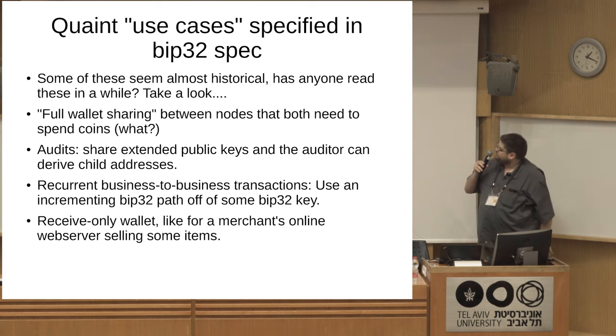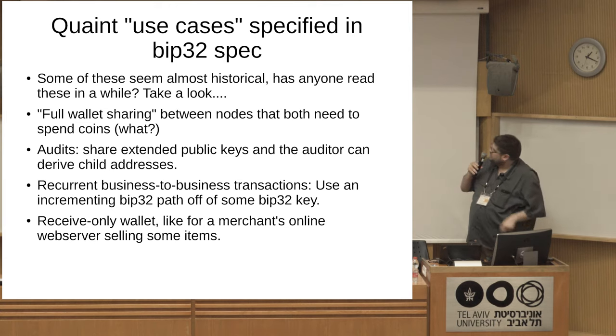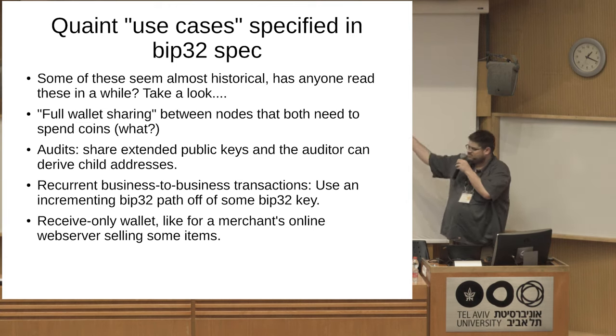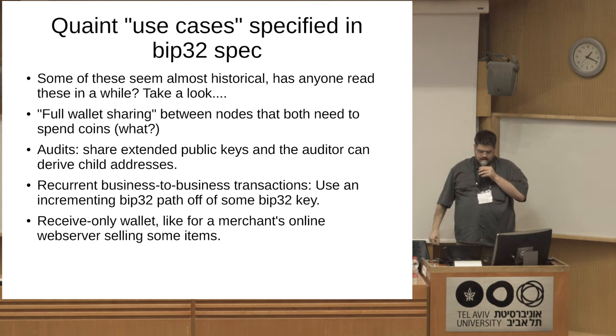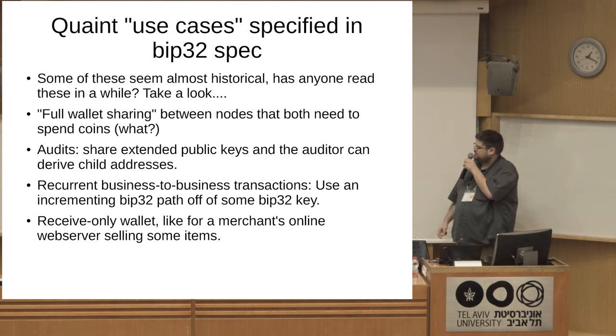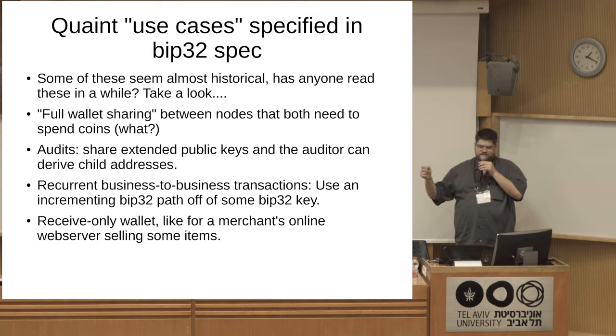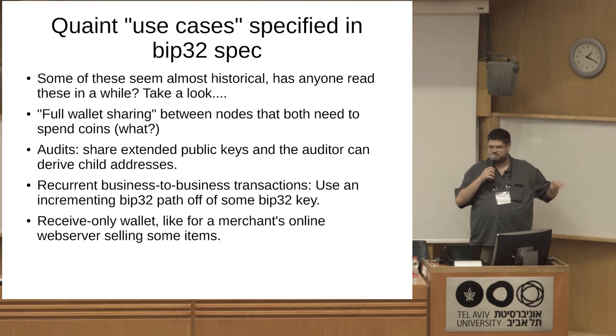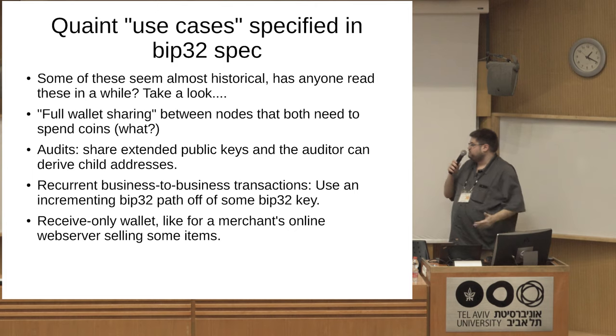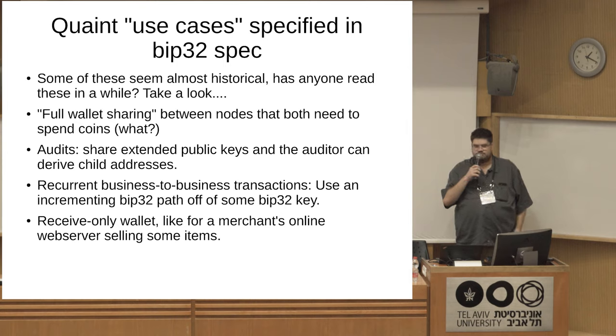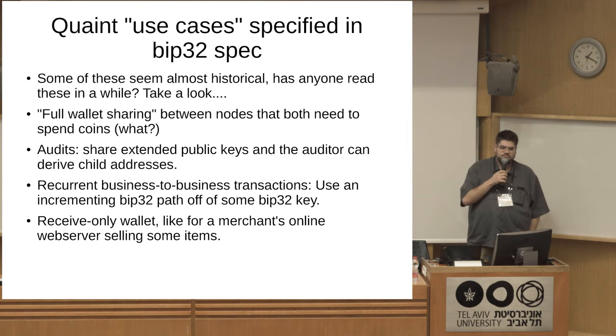Part of the problem in the initial one, the full wallet sharing one where you actually share the private key, is that I don't know if that really makes sense. Ideally, you want the private keys to be independent on both nodes, which is the more typical use case of multisig. But anyway, multisig is entirely compatible with BIP32 key derivation. Multisig doesn't care how you derived your keys or where you got them from.